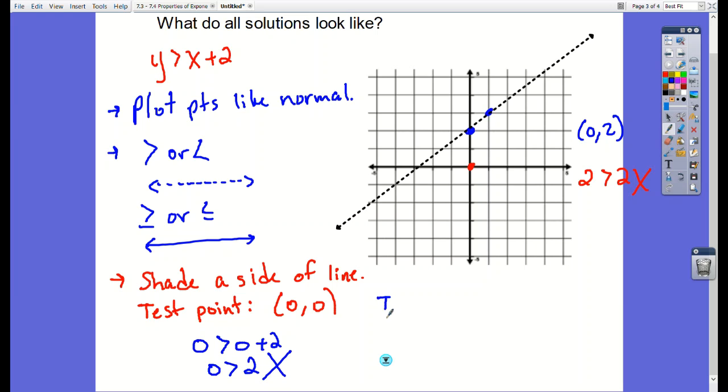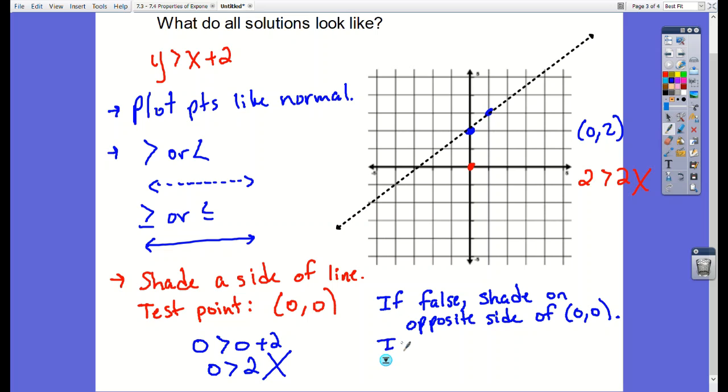All right, so then here's what we're going to say. If you get a false statement, if false, shade on the opposite side. And then that would mean if it's true, shade on the same side. Now, what do I mean by shade? I haven't said that, so I'm going to take a highlighter here. You guys are just going to lightly scribble in with your pencils.